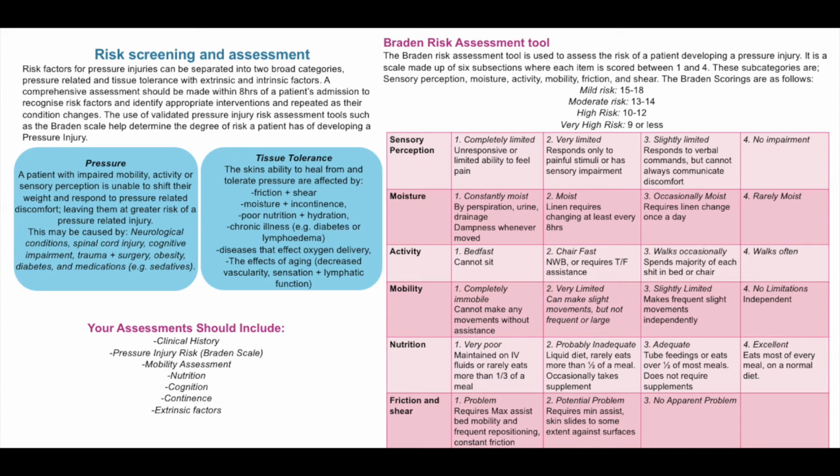And then the final subsection, which is friction and shear. A patient will score 1 if friction and shear is a problem and they require maximum assistance for bed mobility and frequent repositioning, so there's just constant friction. 2, so friction and shear is a potential problem, so they require minimum assistance, but they can slide on surfaces to some extent. And they'll score a 3 if there's no apparent problem of friction and shear.